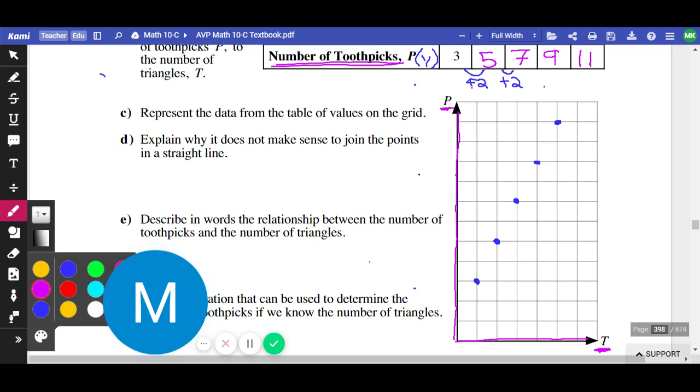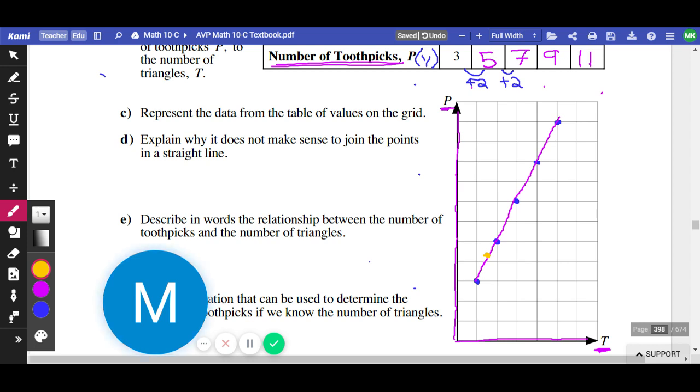So if I do this, I'm going to connect these dots. So the straight lines I'm going to draw on this board. You probably don't want to draw that on your thing yet, but we're just going to talk about it. The dots before told me how many toothpicks it took to make a triangle. By connecting the dots, what I'm saying is that it's possible to have a point right here. This means that it would be 1.5 triangles if I had 1, 2, 3, 4, and a little bit toothpicks.